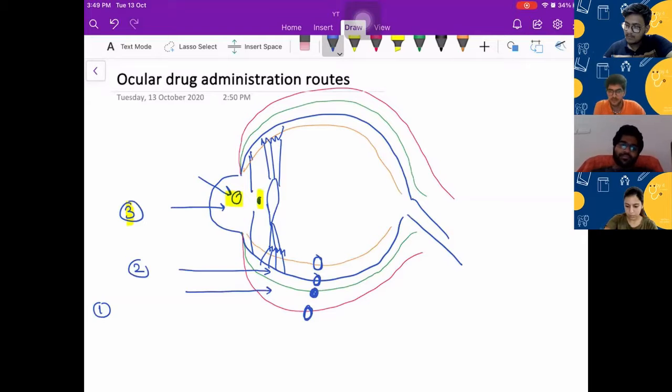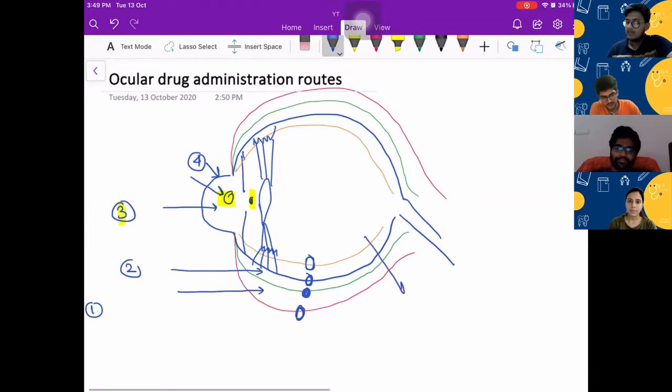The fourth one is topical, which can be in the form of eye drops or ointment. Now we prefer ointments over eye drops because they last longer in the eye. And in total, there are 7 routes of administration. So the fifth route is intravitreal, that is in the vitreal space. And the sixth and the seventh routes, that is the retrobulbar and peribulbar routes, are generally used for anesthesia.